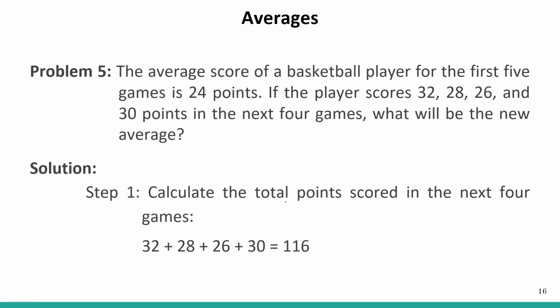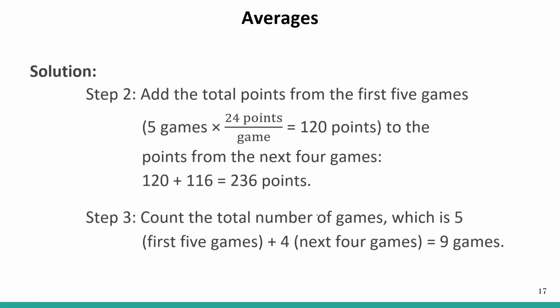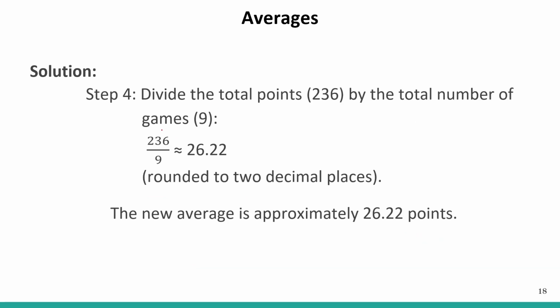Okay, so the total cumulative of the next 4 games will be 116 and of the first 5 games will be 120 points. So 120 plus 116 is equal to 236 points. Okay, so count the total number of games: first 5 games plus next 4 games is equal to 9 games, right? So 236 by 9 is equal to 26.22. So this will be the average score of a game for the given team. Okay, so 26.22 will be the correct answer.